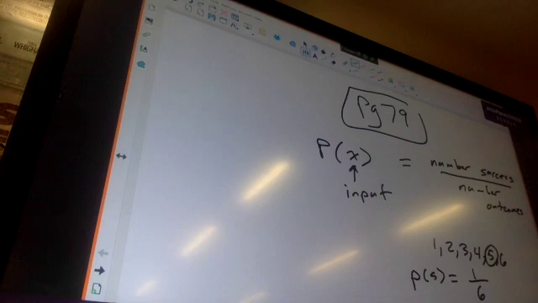Probability a random person was born in January. January has 31 days, and they're basing this on not a leap year. So probability someone was born in January is 31 out of 365. So our sample space on any one of those is just all the outcomes.